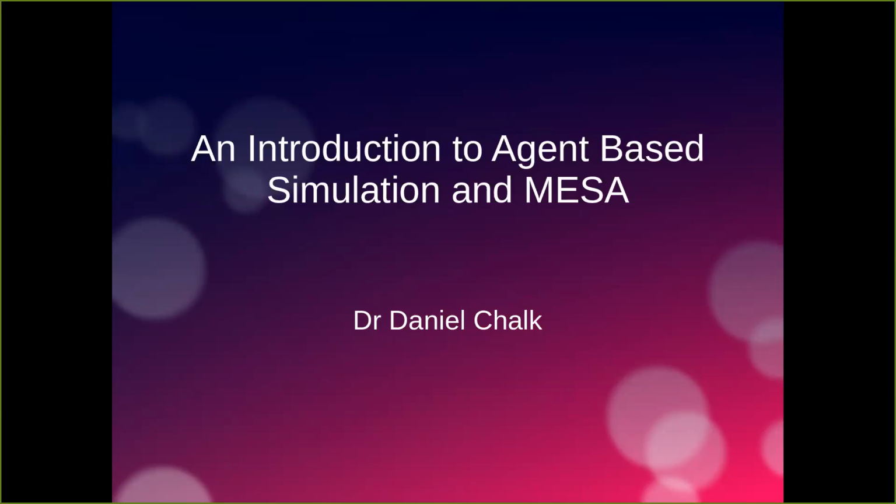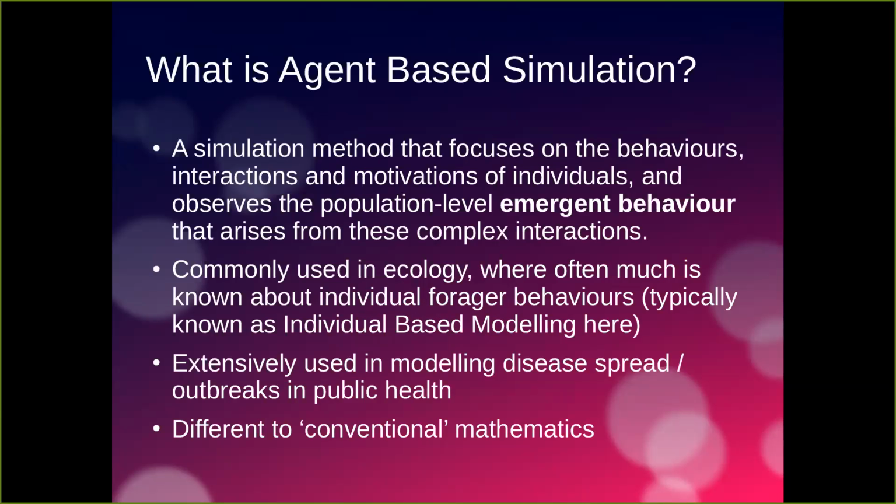Agent-based simulation is all about the individuals themselves that are flowing through your system in some way. So agent-based simulation basically is a simulation method where the focus is on the behavior, the interactions, the motivations of the individuals within the system that you're modeling. And what's really of interest is the emergent behavior that arises from relatively simple individual level rules. So individuals who are behaving and interacting in a certain way, following usually pretty simple rules, but then you're very interested in what happens at a population level. How does that scale up, and how does that affect the population level dynamics that we're seeing?